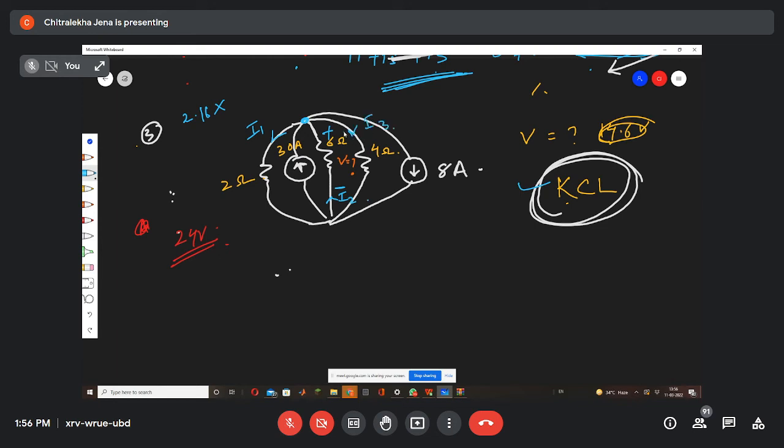Two currents are flowing out, and another current is going inside. I will just apply Kirchhoff's current law. I have told you to apply Kirchhoff's current law. Just tell me the equation. What is the equation? Minus I1, plus 30, plus I2, plus I2 minus I3, minus I3 minus 8, is equal to 8 ampere.